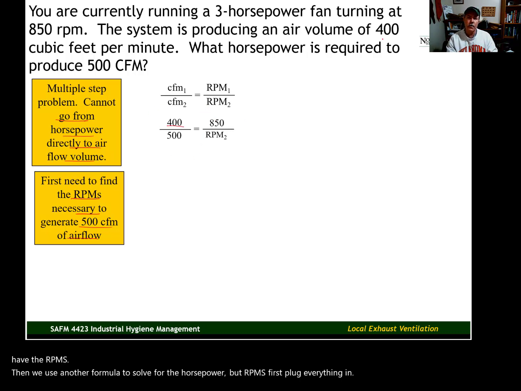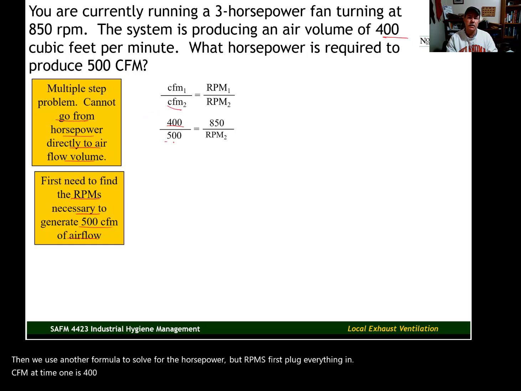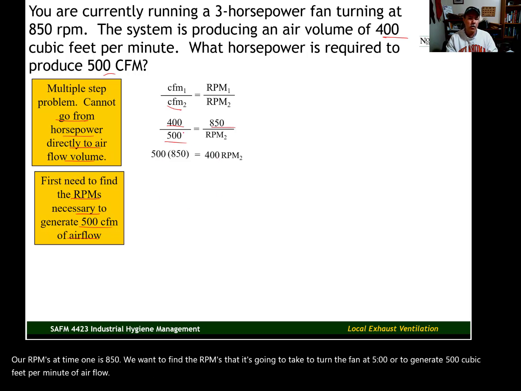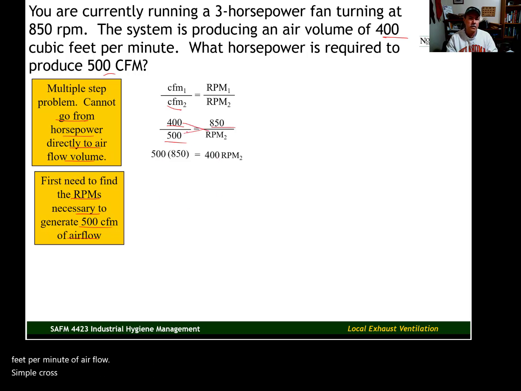Plug everything in. CFM at time 1 is 400. CFM at time 2 is 500. Our RPMs at time 1 is 850. We want to find the RPMs that it's going to take to turn the fan to generate 500 cubic feet per minute of airflow. Simple cross multiplication is all we need on this one. 500 times 850 equals 400 times RPM at time 2. To isolate RPM at time 2, we need to divide both sides by 400.